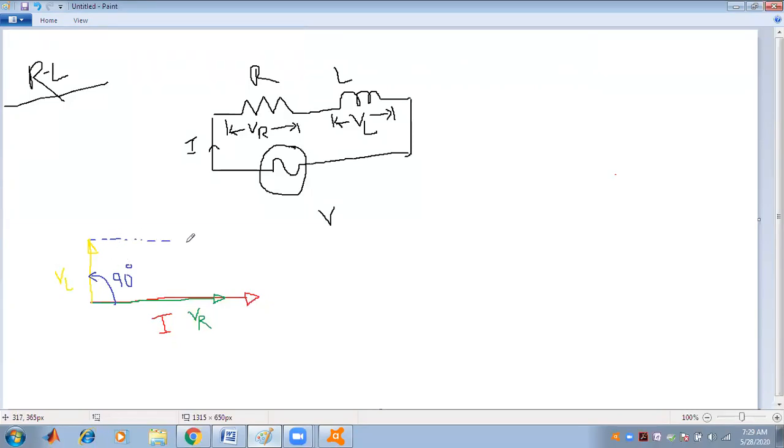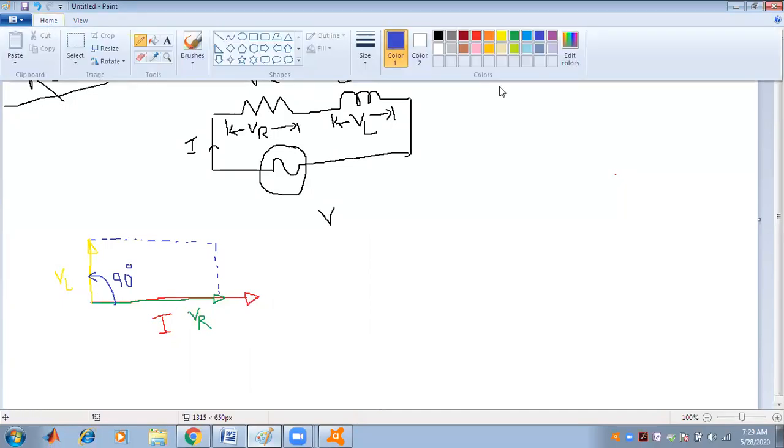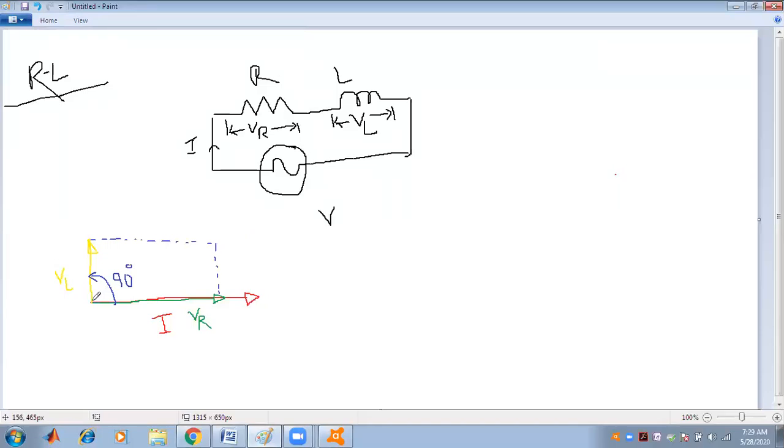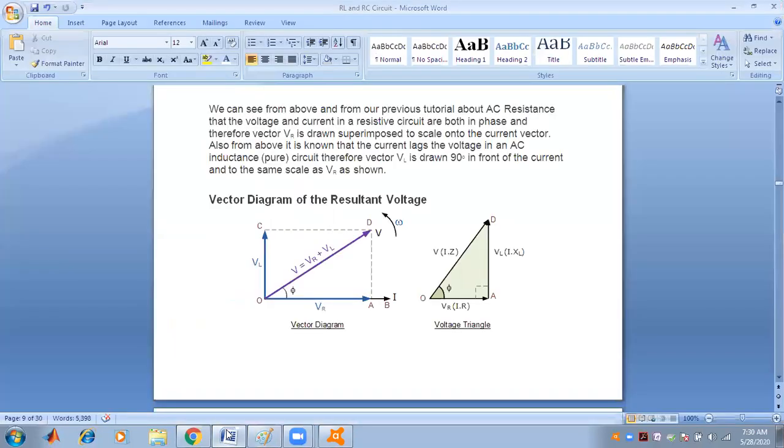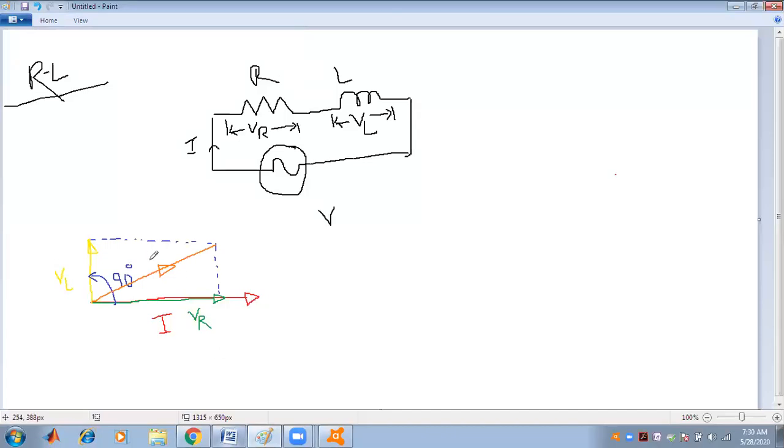Let us concentrate on the resultant of those two vectors, VR and VL. The resultant value of VR and VL is denoted by V. The resultant is given by the vector summation, V equal to VR plus VL.